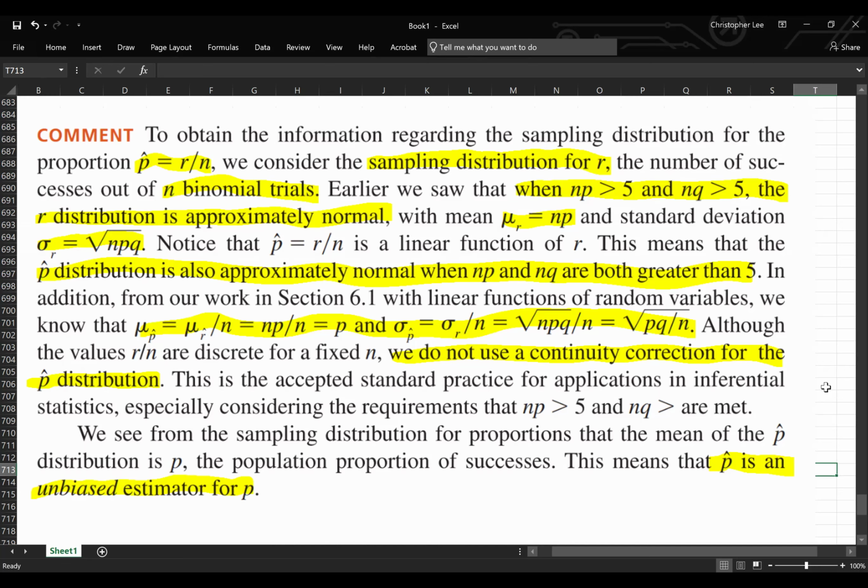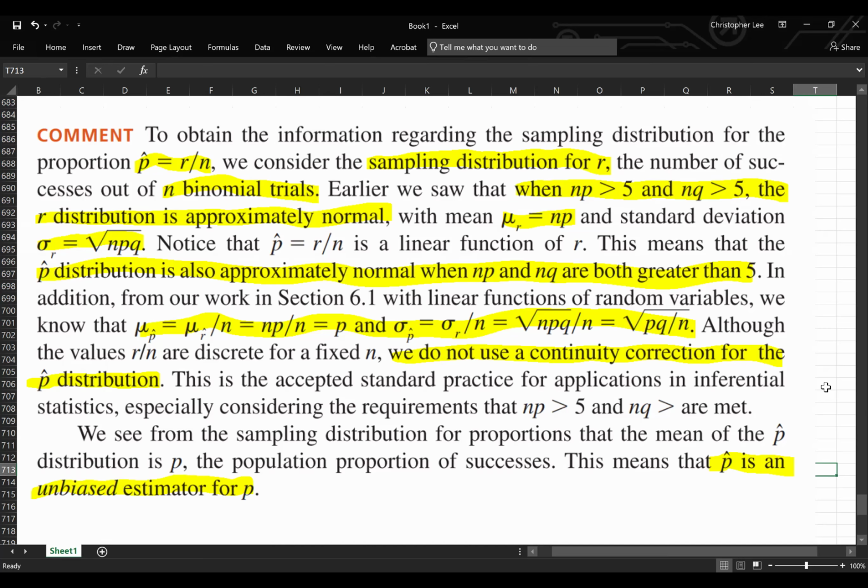Notice that p hat equal to r over n is a linear function of r. This means that the p hat distribution is also approximately normal when n times p and n times q are both greater than 5. So in addition, from our work in section 6.1 with linear functions of random variables, we know that the mean of p hat is equal to the mean of r divided by n, which is equal to n times p divided by n, which is equal to p. And the standard deviation for p hat is equal to the standard deviation of r over n, which is equal to the square root of n times p times q divided by n, or the square root of p times q divided by n.